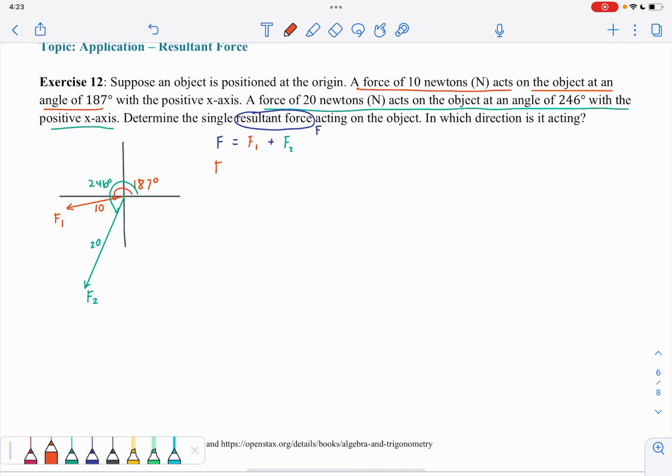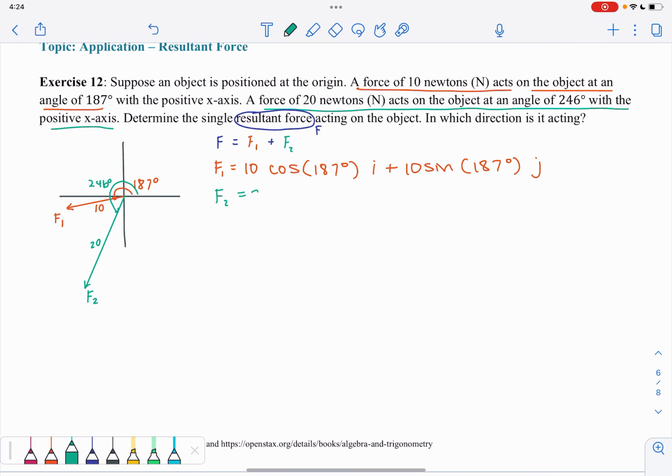F1, we want to think about in component form, so it's going to be something i plus something j. It's really just the magnitude of the vector times the cosine of its angle in standard position. So the magnitude of F1 is 10 cosine of 187 degrees i plus 10 sine of 187 degrees j. That's just from our definition of using trig values to write vectors in component form. Okay, let's do the same thing for F2.